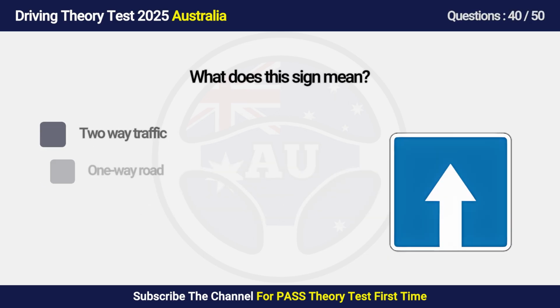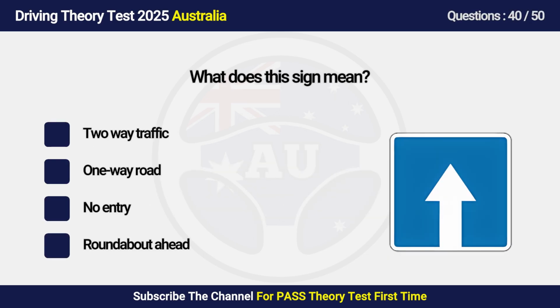Question 40. What does this sign mean? A. Two-way traffic. B. One-way road. C. No entry. D. Roundabout ahead.